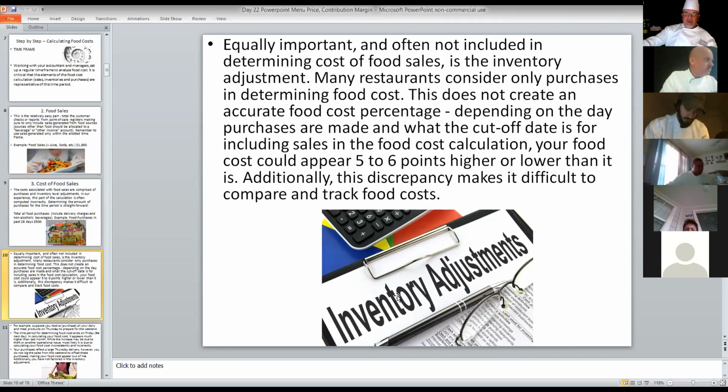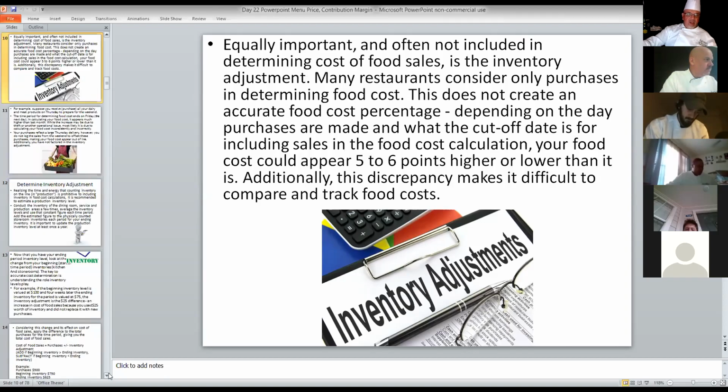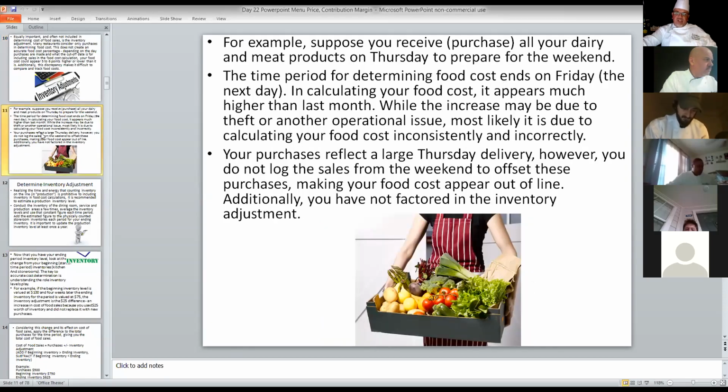So what this one is saying, again, many restaurants consider only purchases to determine the food cost. You can't, okay? It does not create an accurate food cost. You need your sales, and you need your total inventory. The food cost tracker is going to give you that raw food cost.